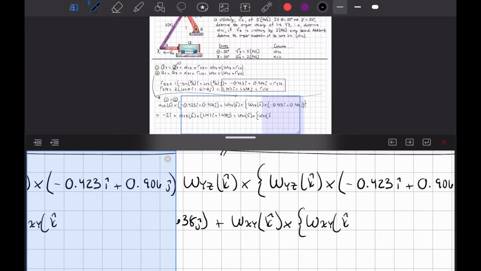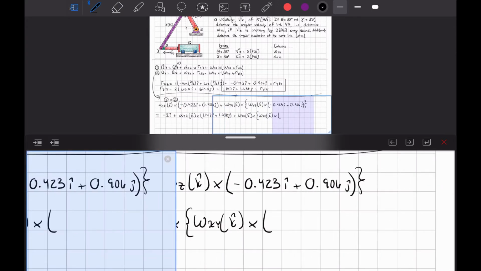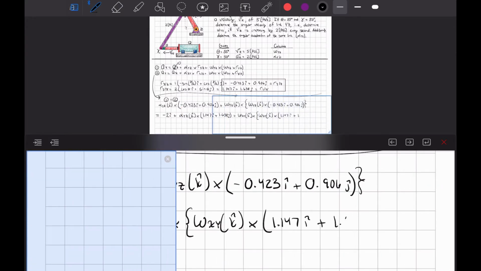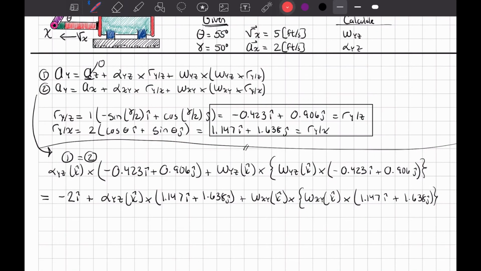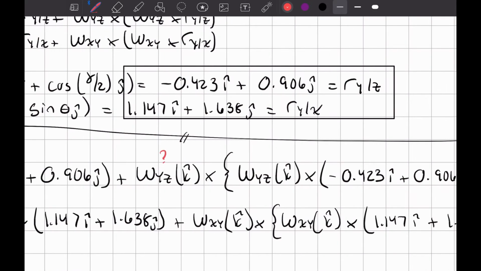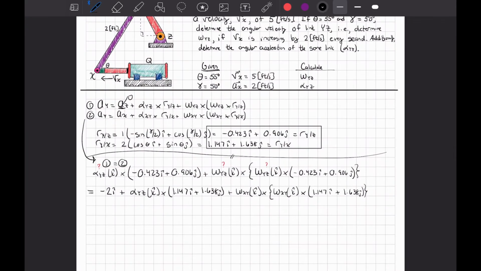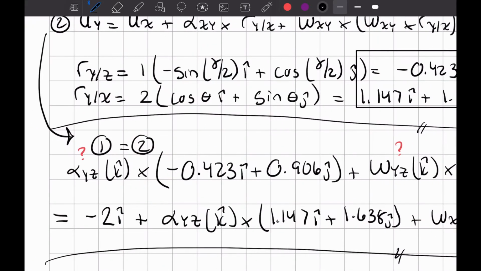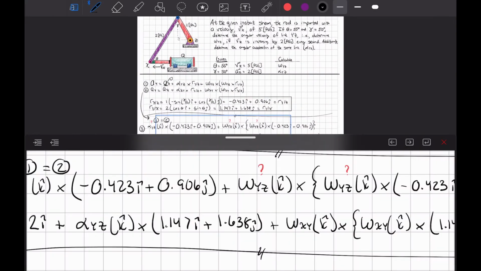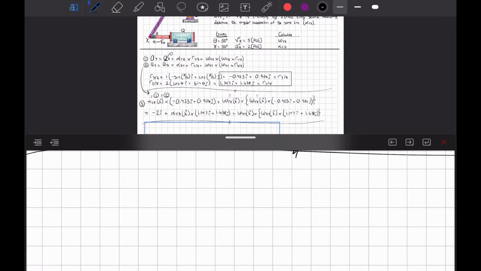And you can see what I'm doing now is populating those two equations with our givens. I plug in negative 2 i hat to represent the velocity Vx going to the left. And then you can see I'm putting question marks down, because we don't know what those values are yet.